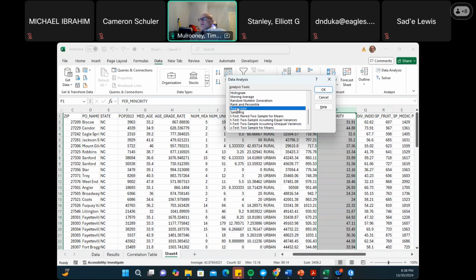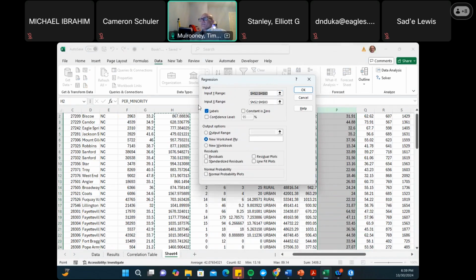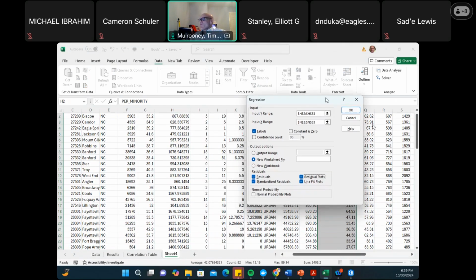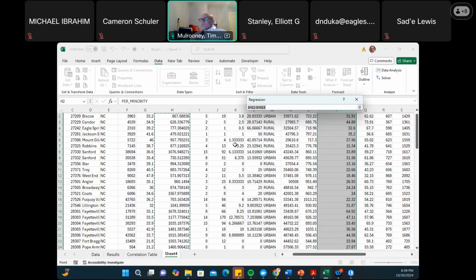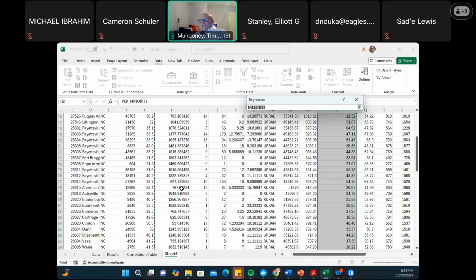So we're going to click on regression. And what am I going to look for? I got an input range, output range, residuals. I got lots of plots right here. I can put it in a new workbook, output sheet. Now, the first thing I want to do is, what's my Y? What am I trying to explain? All right. Age-graded mortality rates.